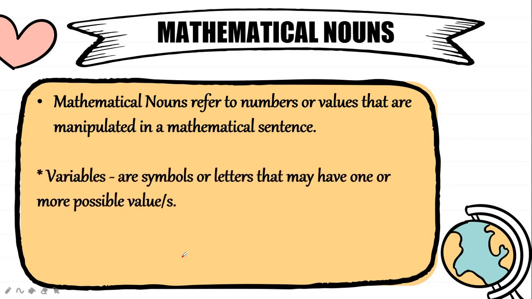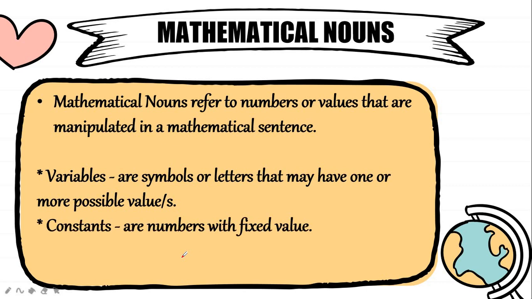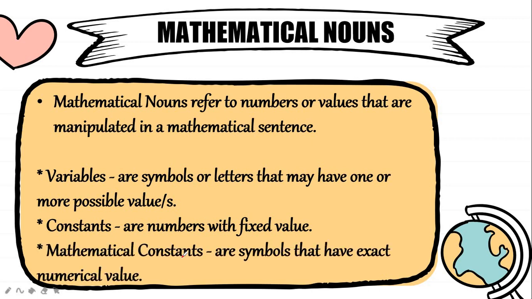For example, variables. These are symbols or letters that may have one or more possible values. Next, we have constants. These are numbers with fixed values, like Hindu-Arabic numerals. Another thing is mathematical constants. These are symbols that have exact numerical value. So these are the examples of mathematical nouns.